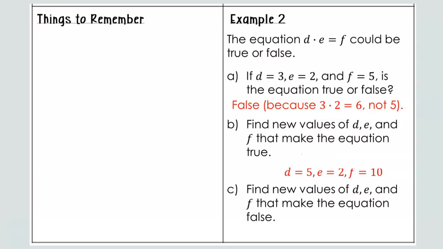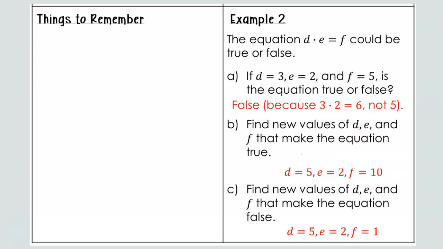Find new values of d, e, and f that make the equation false. I'm going to use 5, 2, and 1. All I'm changing is my f value. 5 times 2 does not equal 1, so this makes the equation false.